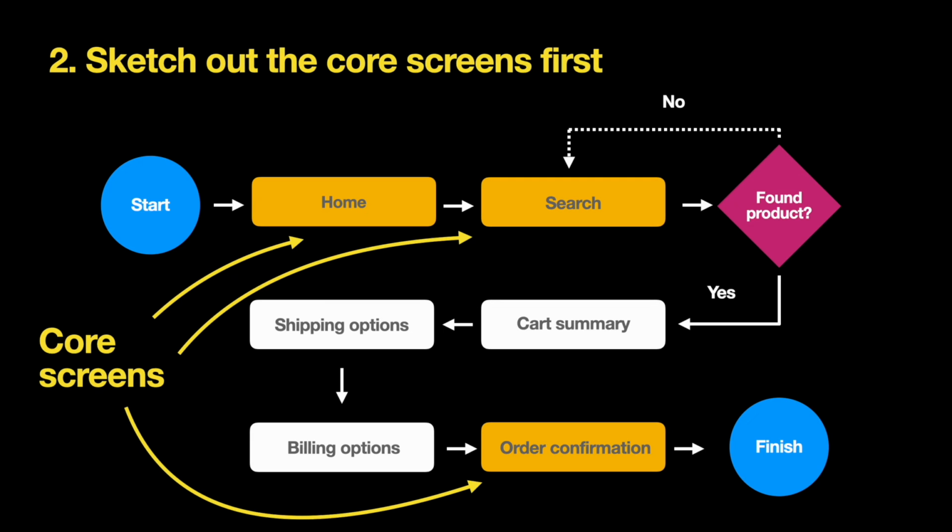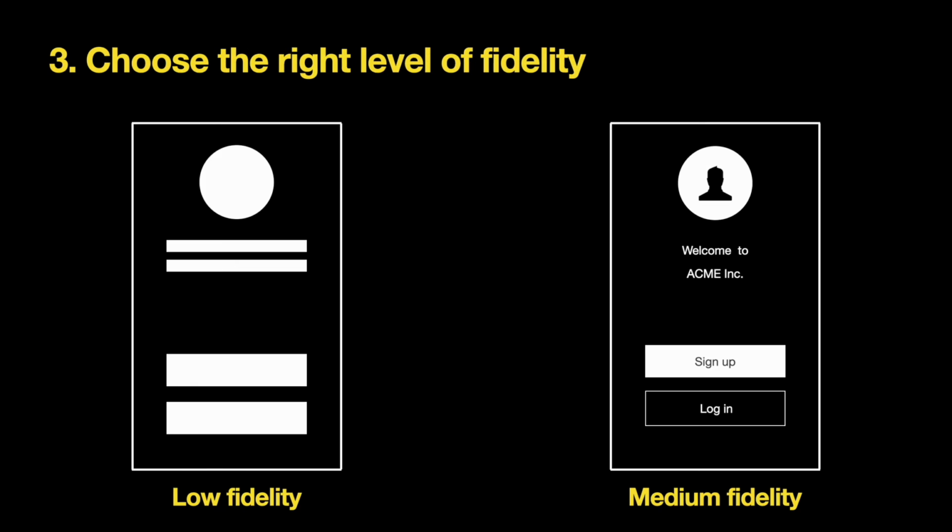Next, sketch out the core screens. Choose the screens that are the most important for your user flow. Choose the right level of fidelity. Wireframes are typically created in low and medium fidelity. Low fidelity wireframes contain bare minimum design details, while medium fidelity wireframes look more like mock-ups.